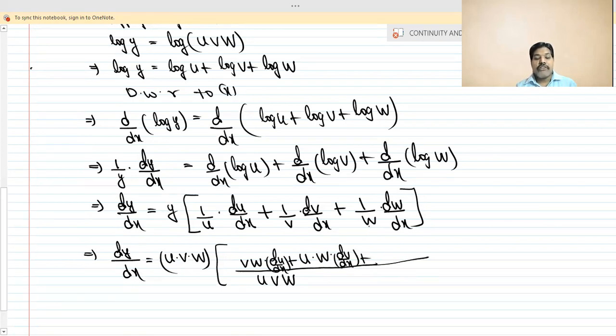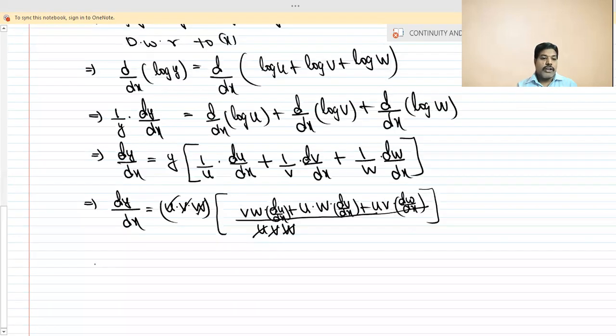next one, what is the derivative here? It is w. So what you have to multiply with is uv. Why? Because you have already taken the LCM as uvw, and w is already there. So you have to multiply the numerator with uv into dw by dx. So what happens here, students? Here u v w will be cancelled.